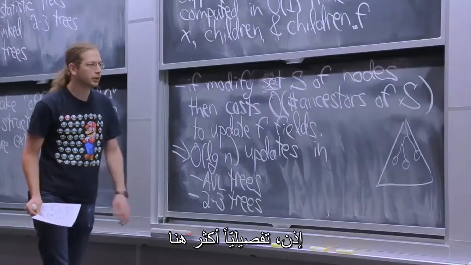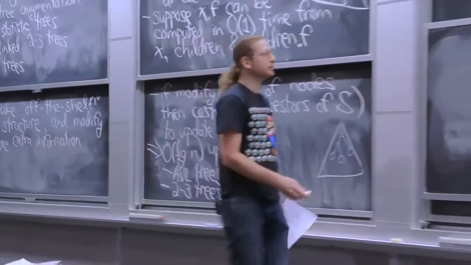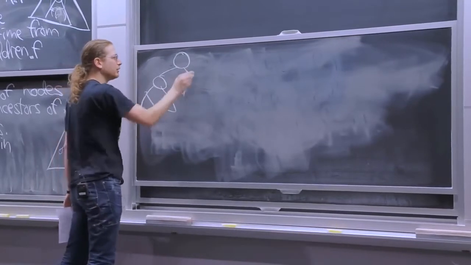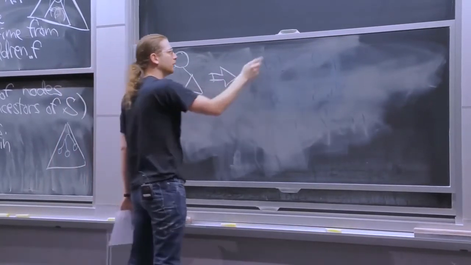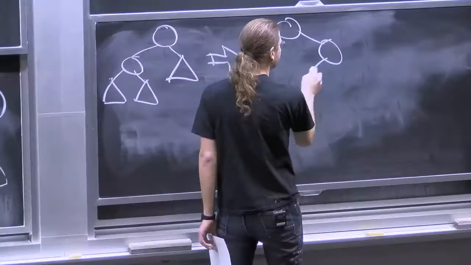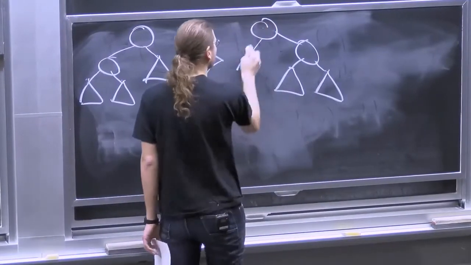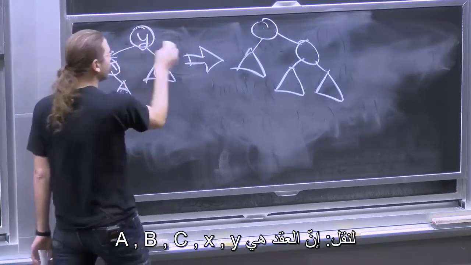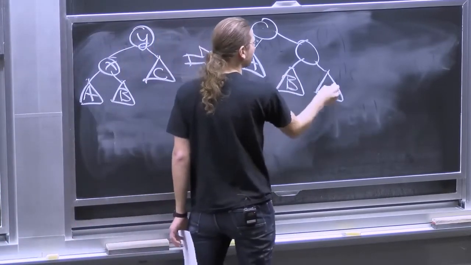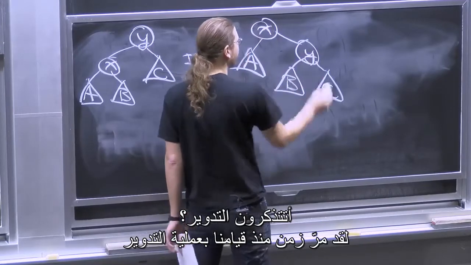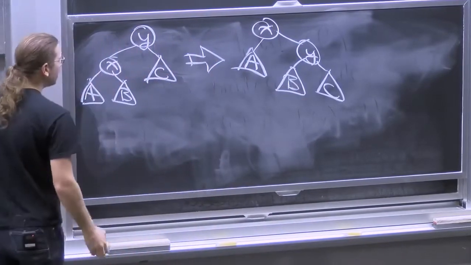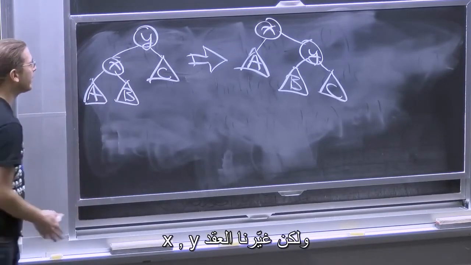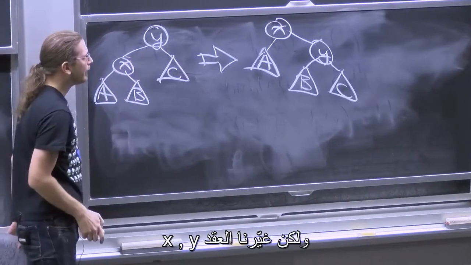So in a little more detail here, whenever we do a rotation in an AVL tree, let's say A, B, C, X, Y. Remember rotations? It's been a while since we've done rotations. So we haven't changed any of the nodes in A, B, C, but we have changed the nodes X and Y.